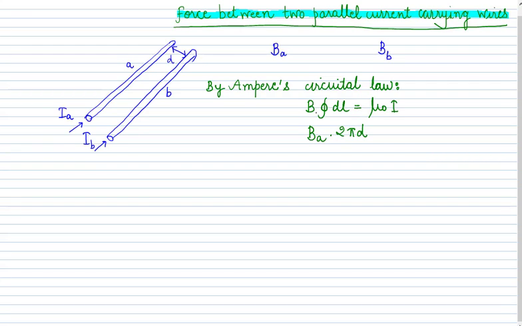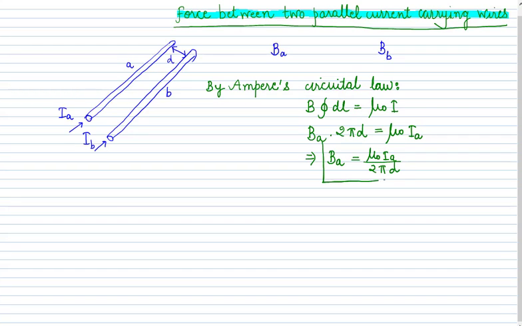So let us go with the magnetic field produced by conductor A. It is at a distance d, so we take this radius as d. So B into 2 pi d is equal to mu naught times the current in the first conductor, mu naught IA. From here we can easily get the value of the magnetic field produced by conductor A. This is equal to mu naught IA upon 2 pi d. That is simply what we have calculated using Ampere's circuital law.